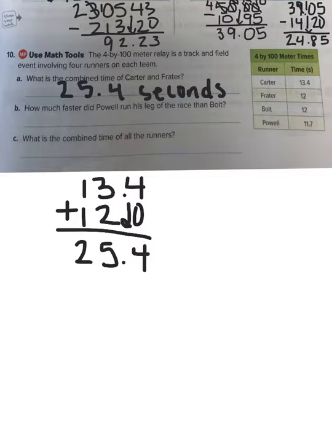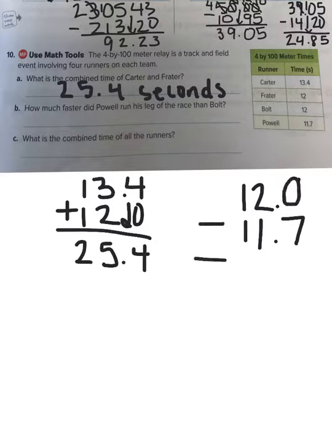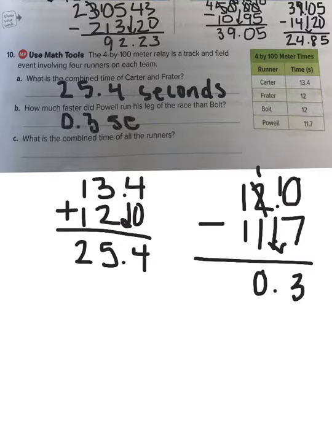Now for B, it says how much faster did Powell run his leg of the race than Bolt? So Powell had a time of 11.7 seconds and Bolt had a time of 12 seconds. So since Bolt had a bigger time, we need to subtract Powell's time from Bolt. But line up the decimal places, and we have to add in a 0 here to help us subtract. Since we can't take 7 away from 0, we need to borrow from the 2, giving us 10 minus 7, which is 3. 1 minus 1 is 0, and 1 minus 1 is 0. So our answer, bringing down the decimal place, is 0.3.